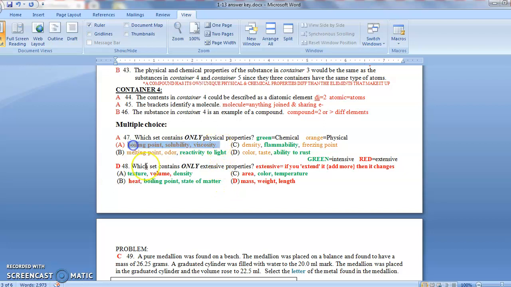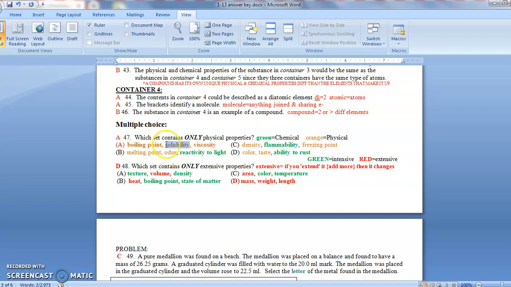The first set: boiling point, solubility, viscosity. Those are three physical properties. The boiling point is the temperature at which a substance goes from liquid to gaseous state. Changes in state of matter are physical. That is a physical property of a substance.